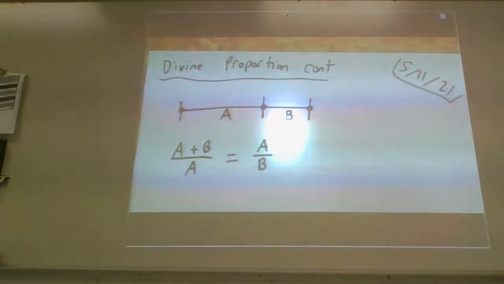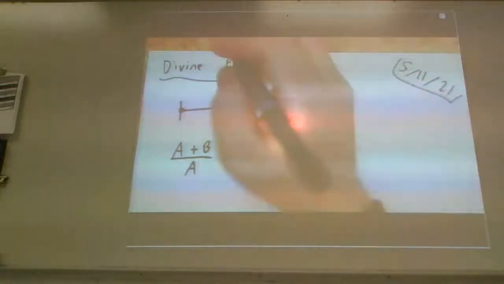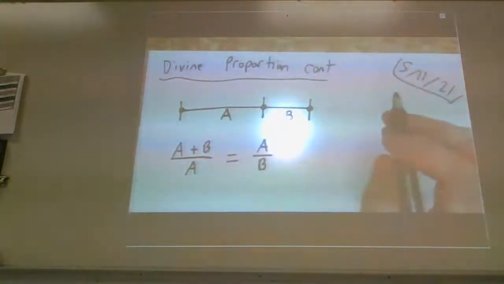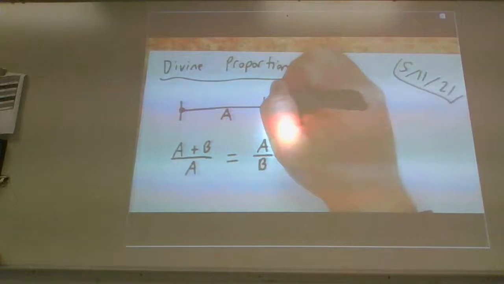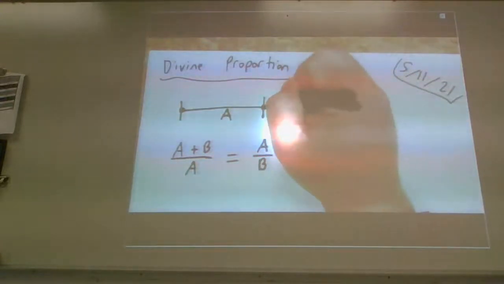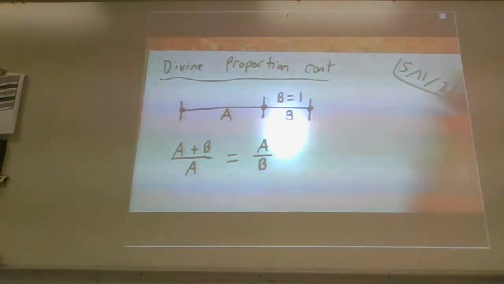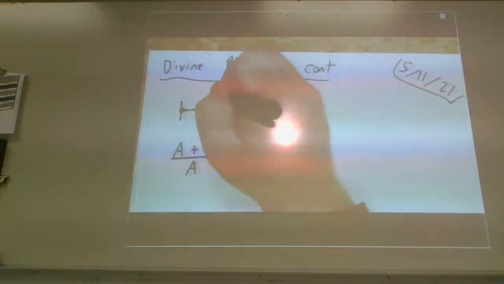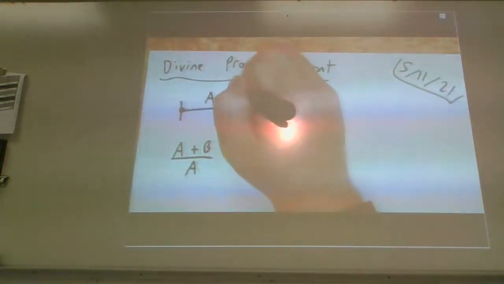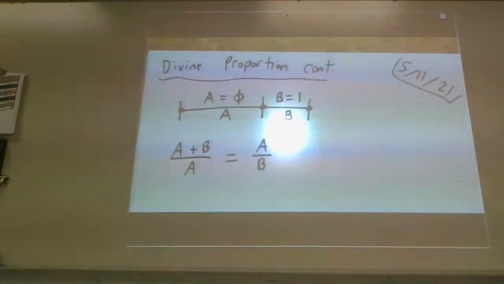I'm going to solve this thing, but before I solve this thing, let's just do one thing. We actually know it. We're going to do this. We're going to let B equal 1, and we're going to let A equal phi. And this is how we're actually going to end up solving.